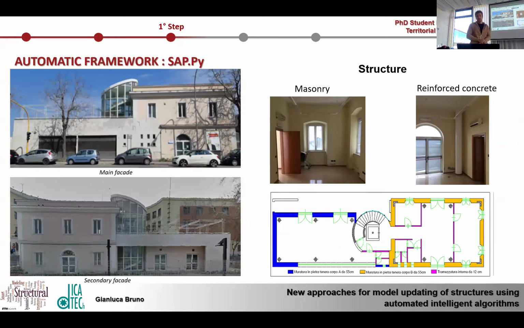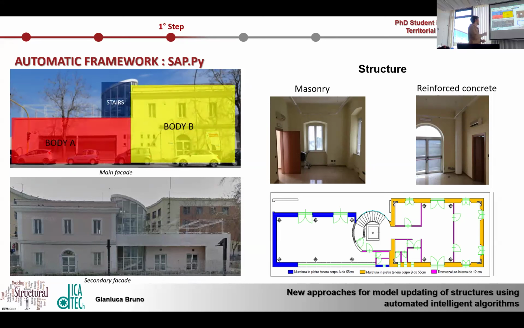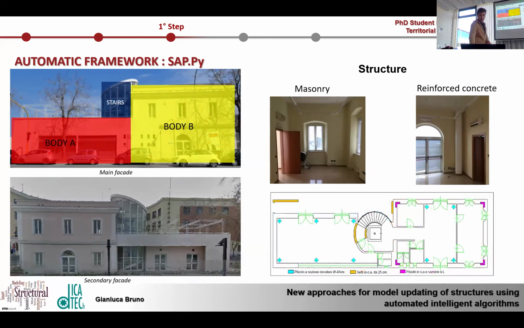This algorithm was tested on a real case study, a building in the port of Bari in the south of Italy. This building consists of two bodies connected by a reinforced concrete staircase. Body A has only one ground floor, and body B has two floors. In particular, the structure is a mixture of masonry walls and reinforced concrete columns.